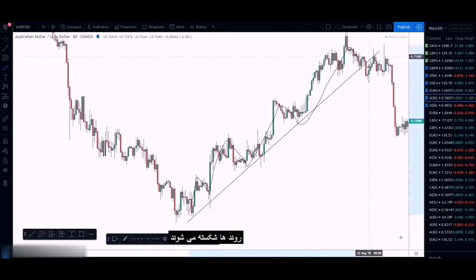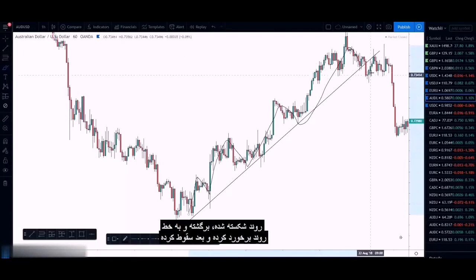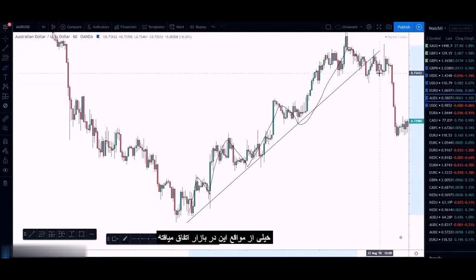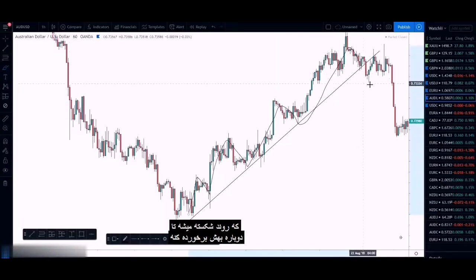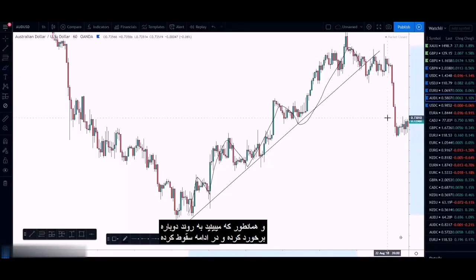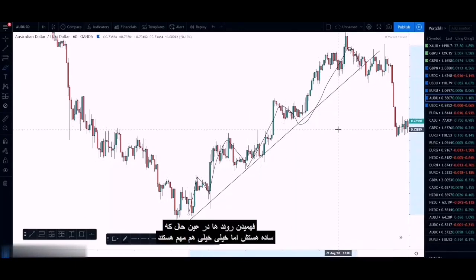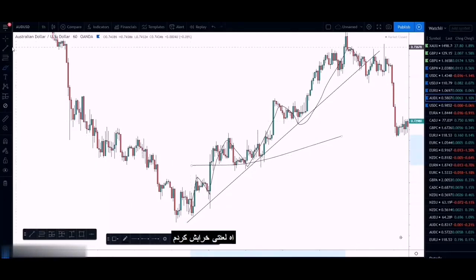Now, trends will be broken. As you can see, broken trend, came back, retested the trend, and then fell. A lot of times, this is what happens in the market. It breaks trends to retest them. Once you see that retesting, you can kind of assume it's going to come to the downside. And as you can see right there, it retested the trend and broke to the downside. Okay? It's very simple. Trends are very, very simple, but they're very important.